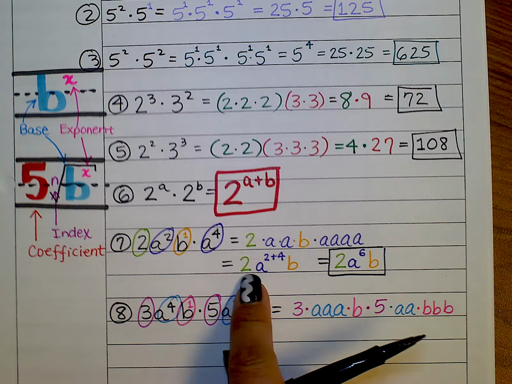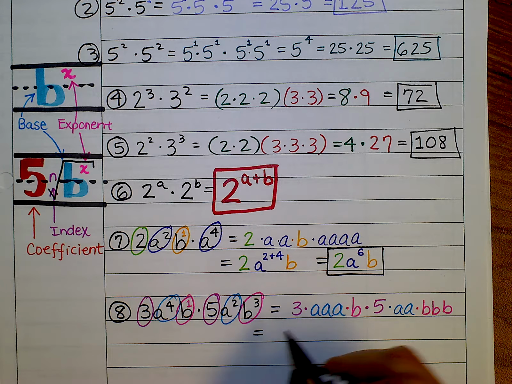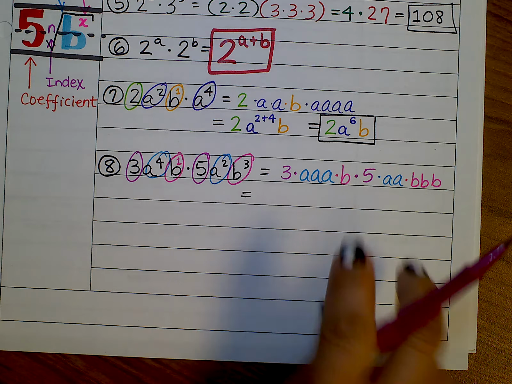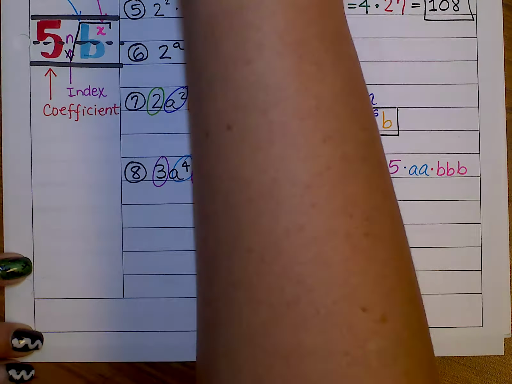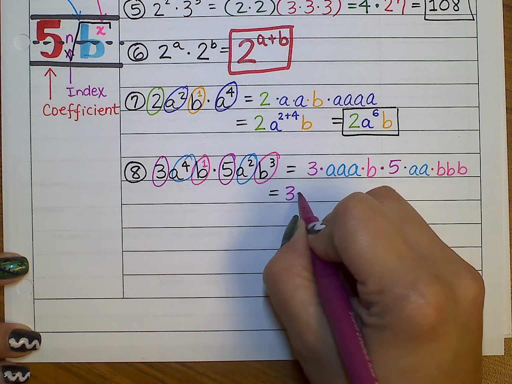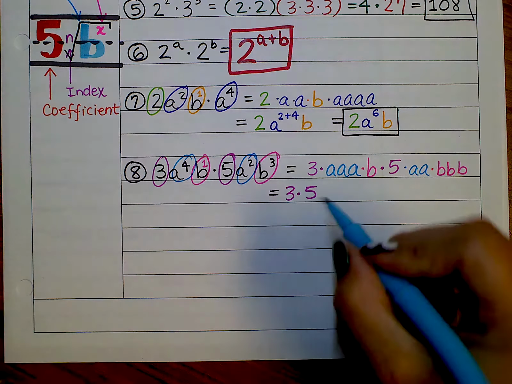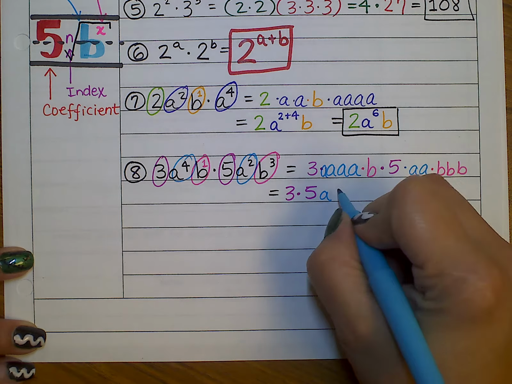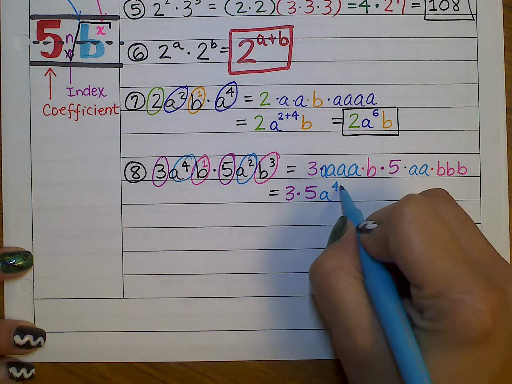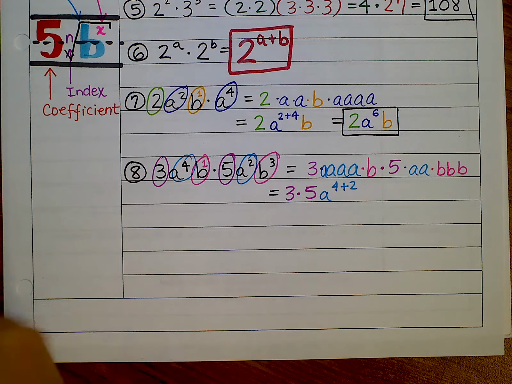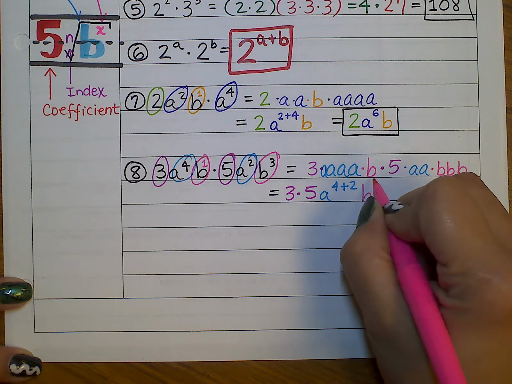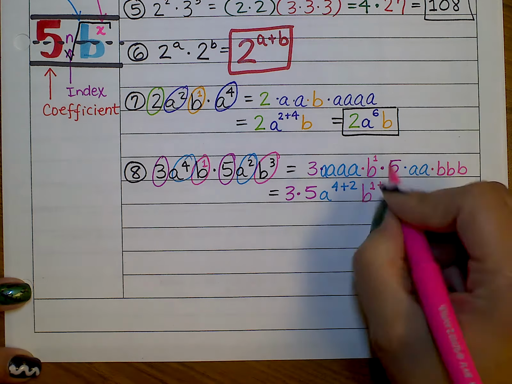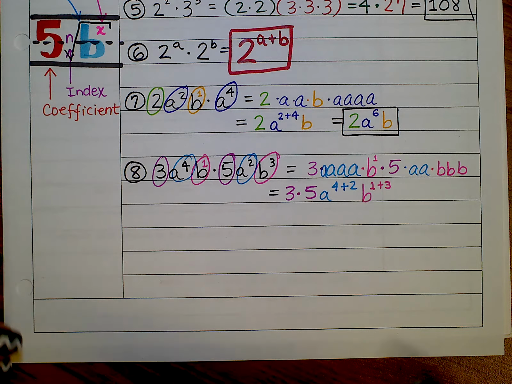Now, again, we're going to rewrite it by using our rule instead of expanding. But I'm going to rearrange this. I want both of my coefficients in the same spot. 3 times 5, and then that would be a to the, oh dear, sorry, that was fourth power. A to the fourth power plus 2, and then b to the first power plus 3, giving us a final solution.